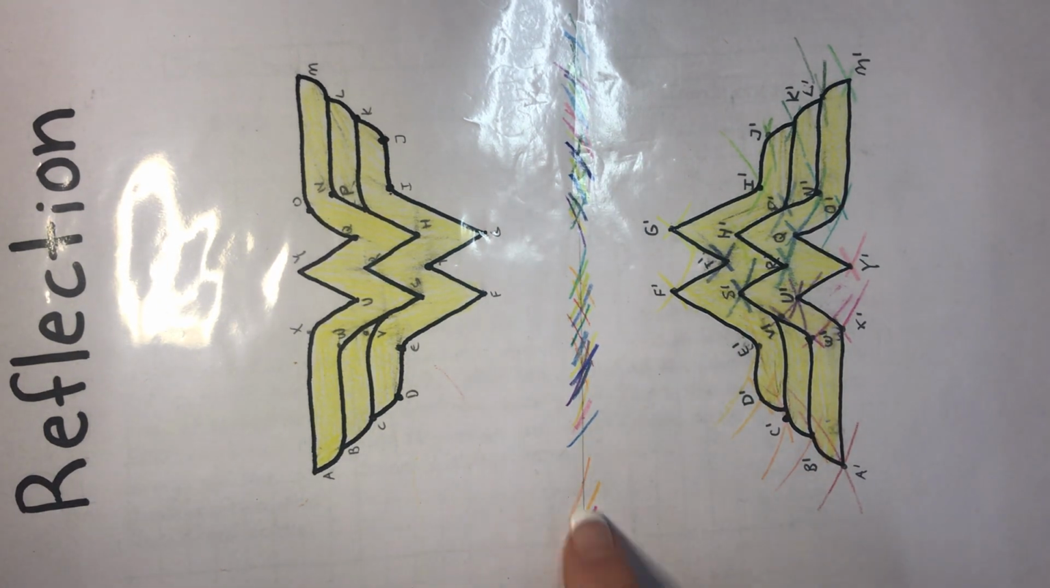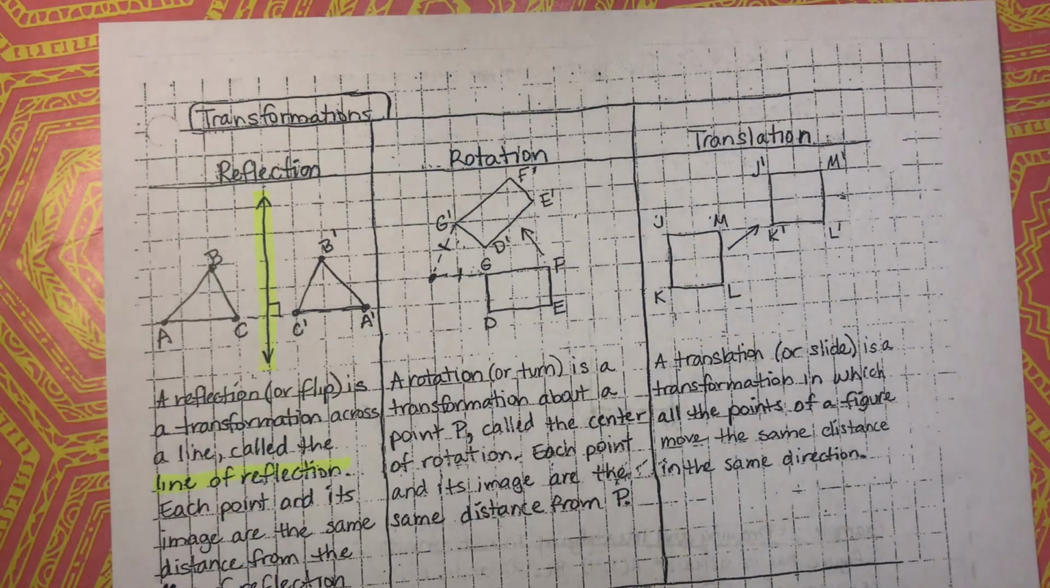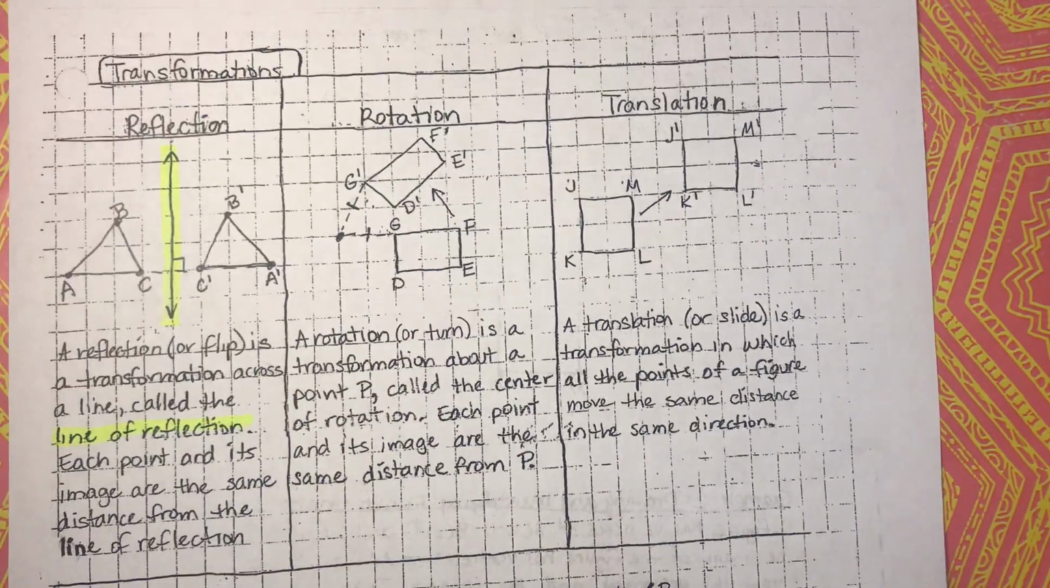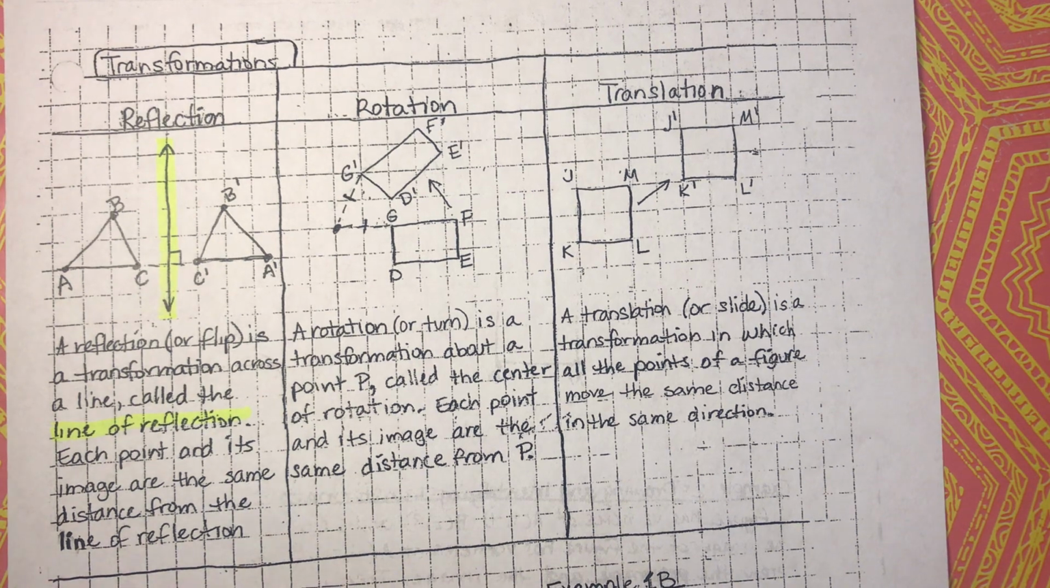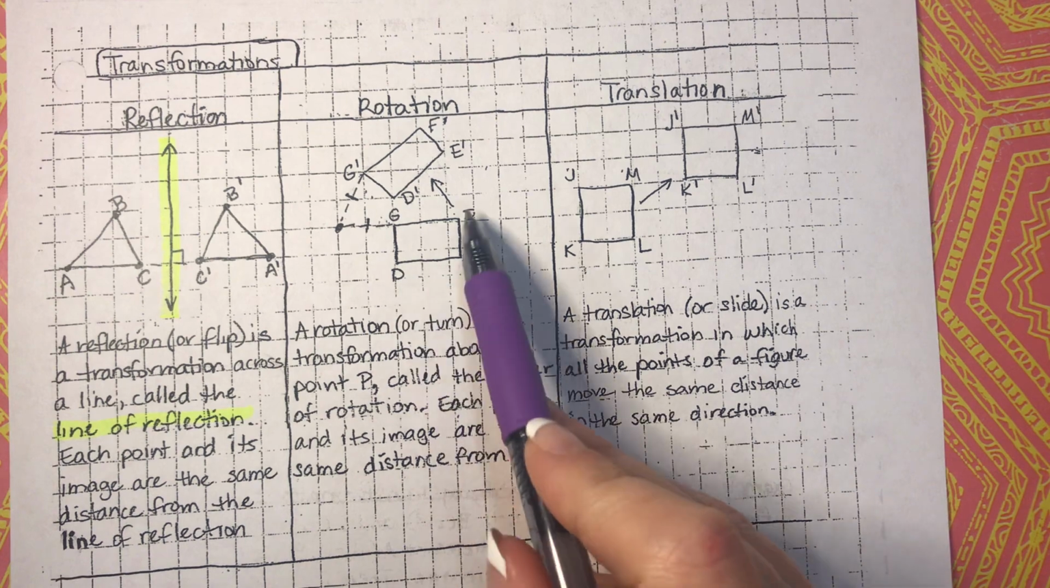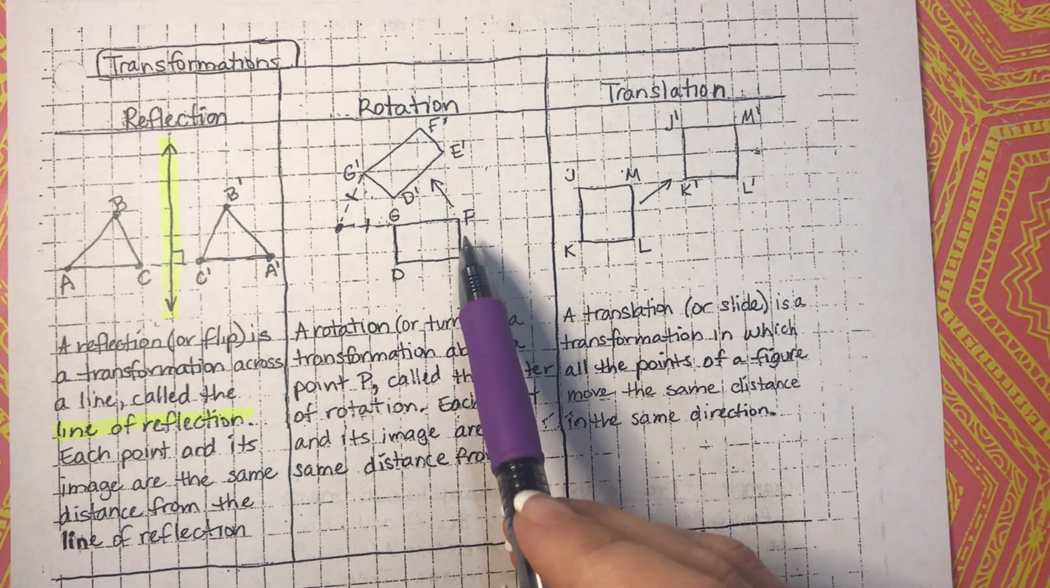Yeah, that's a reflection. Okay, let's move on to the next one. Very good. The next one is a rotation. So a rotation, let's try to see where we're starting. We're starting here with this quadrilateral, right?